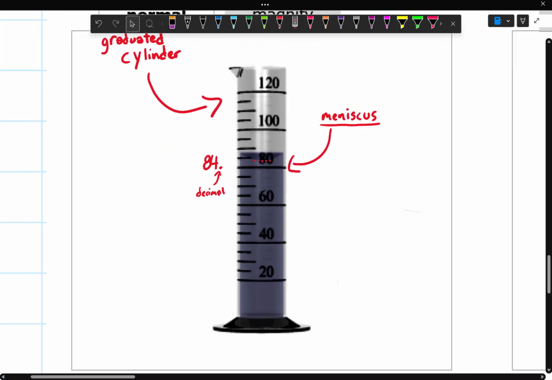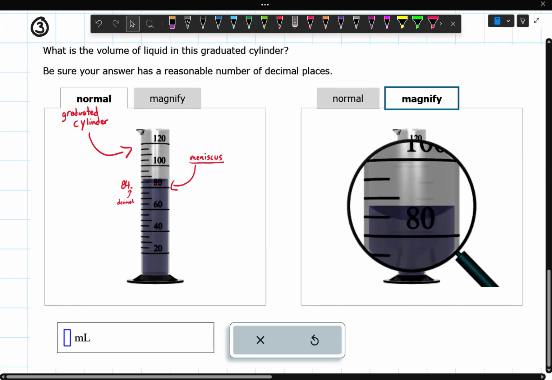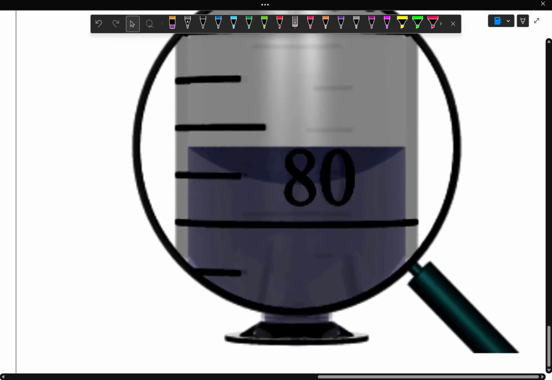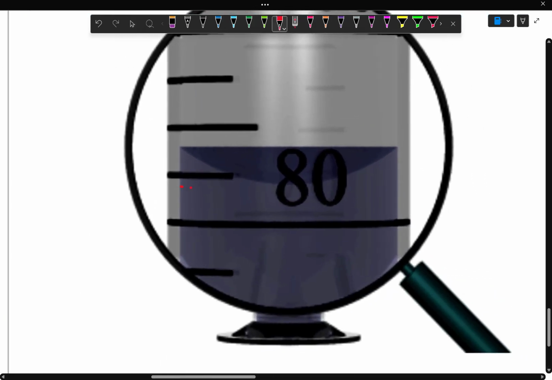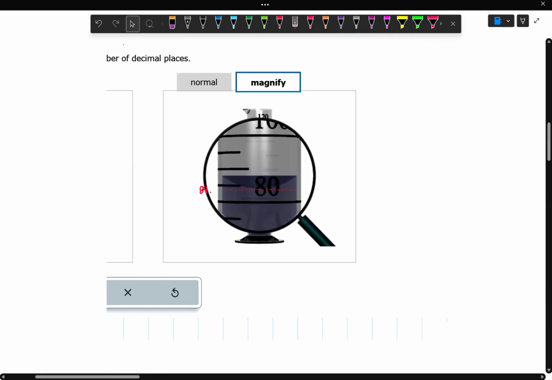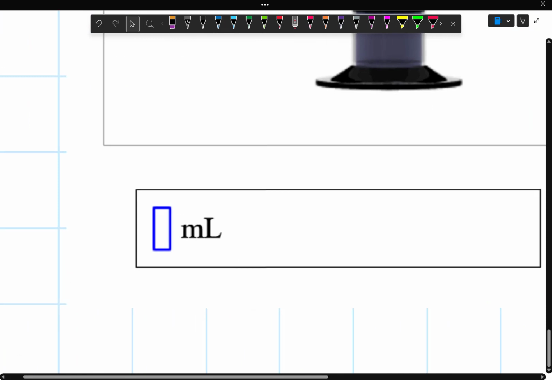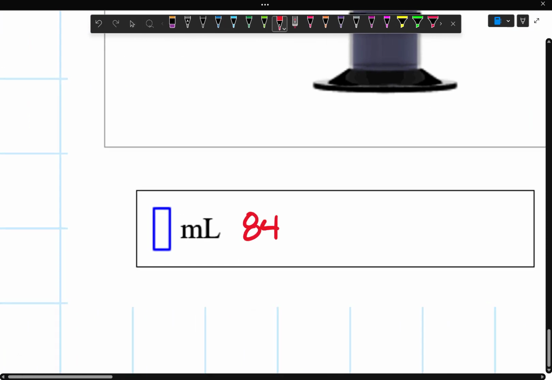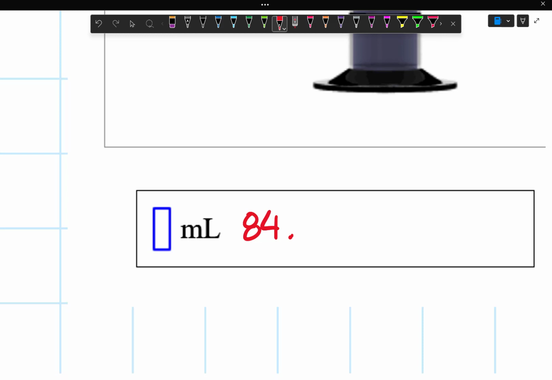These are a little bit frustrating, but you'll get the hang of it eventually. Oh, and here's our magnified view in case we were curious. That comes out to about 84. All right, and the units are already put in there for you, so you would just enter 84 and then the decimal period. And that is that.